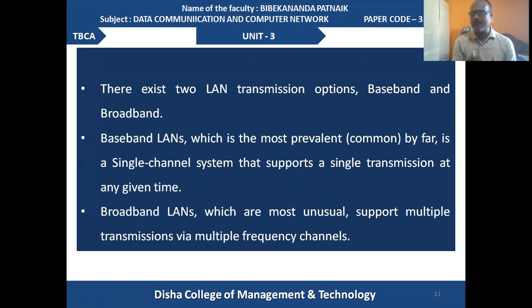But on the other side, broadband LANs, which are less common, support multiple transmissions via multiple frequency channels. In this case, the broadband normally consists of more than one channel in a combined form, and after that it can transmit the group of signals to the endpoint systems or endpoint nodes. So it basically processes simultaneously between nodes.